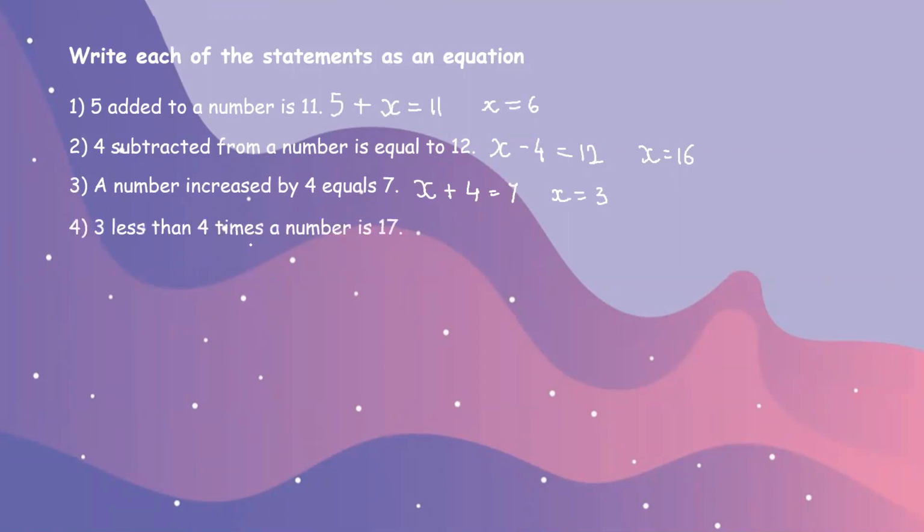3 less than 4 times a number is 17. Here there is a power. 3 less than 4 times a number. So this number is an unknown thing, right? But it has a power, that is 4. So 3 less than 4 times a number: x to the power 4. Okay, x to the power 4 minus 3 is equal to 17.